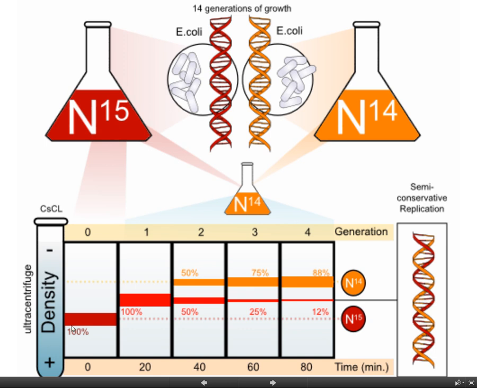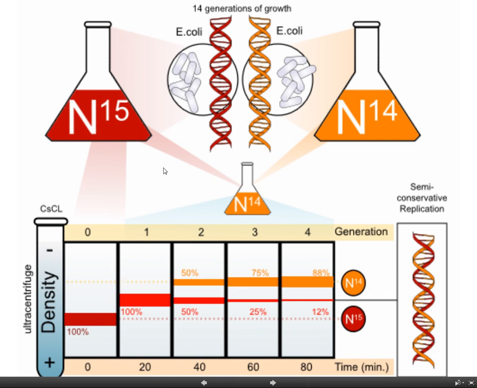And so what happened is, if they spun this down in a centrifuge, nitrogen-15 is slightly heavier than the regular nitrogen-14. So they got a band. All the DNA extracted from those bacteria was found down here. So that was after all of the bacteria had been grown with this nitrogen-15.